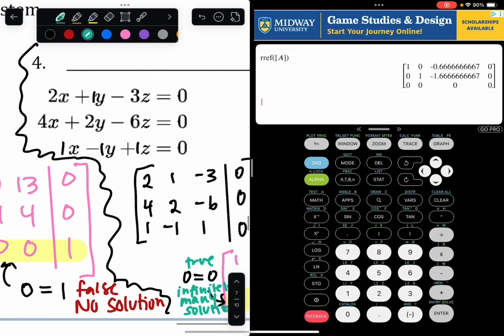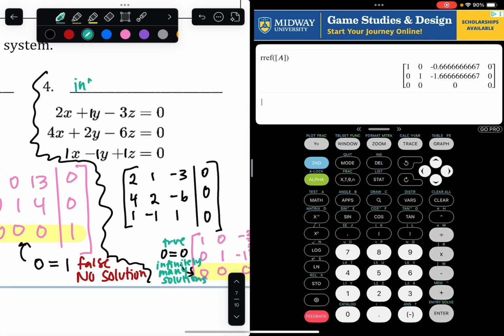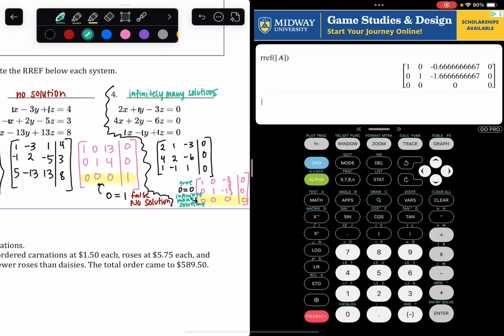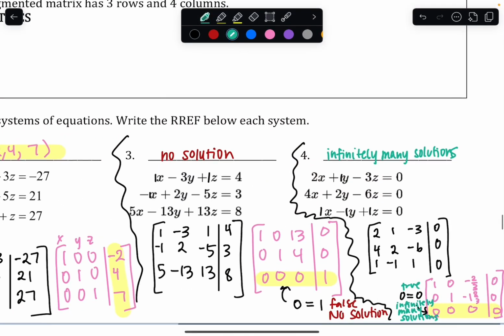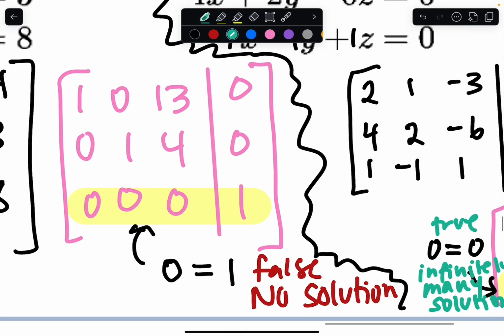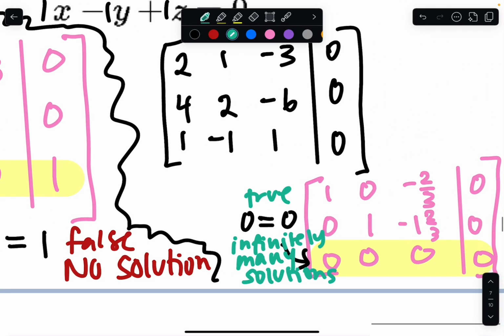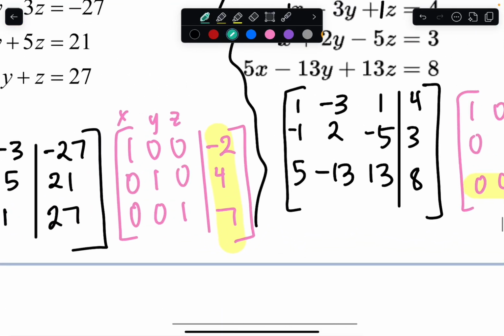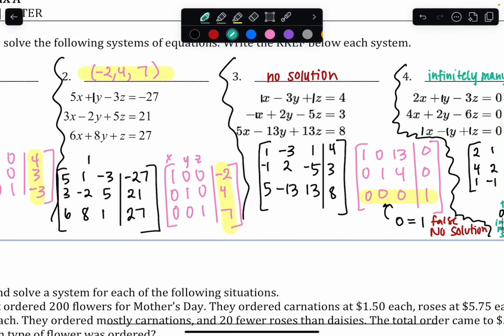Okay, and so for this one, you would say infinitely many solutions. You wouldn't say all real numbers because remember our solutions are ordered triples, not numbers. They're ordered triples. And so you have infinitely many solutions because you have infinitely many points that would work. Okay, and so remember 0, 0, 0, 1 is no solution. 0, 0, 0, 0 is infinitely many solutions. In the other cases, you just look at the last column to get your x, y, and z.